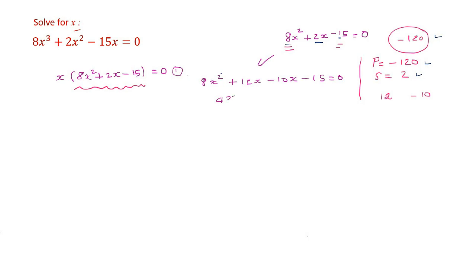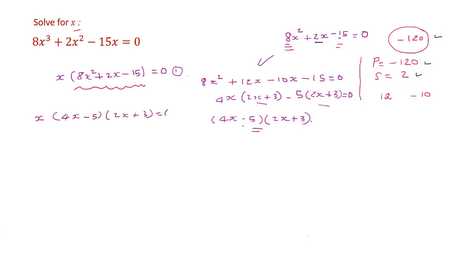And here you can take minus 5 common between these two terms. Minus 5 is common, we can take it out. Now you can see 2x plus 3 here, 2x plus 3 here, that again is common, you can take it out. Equate it to 0. So we are factorizing this, and we equate it to 0.